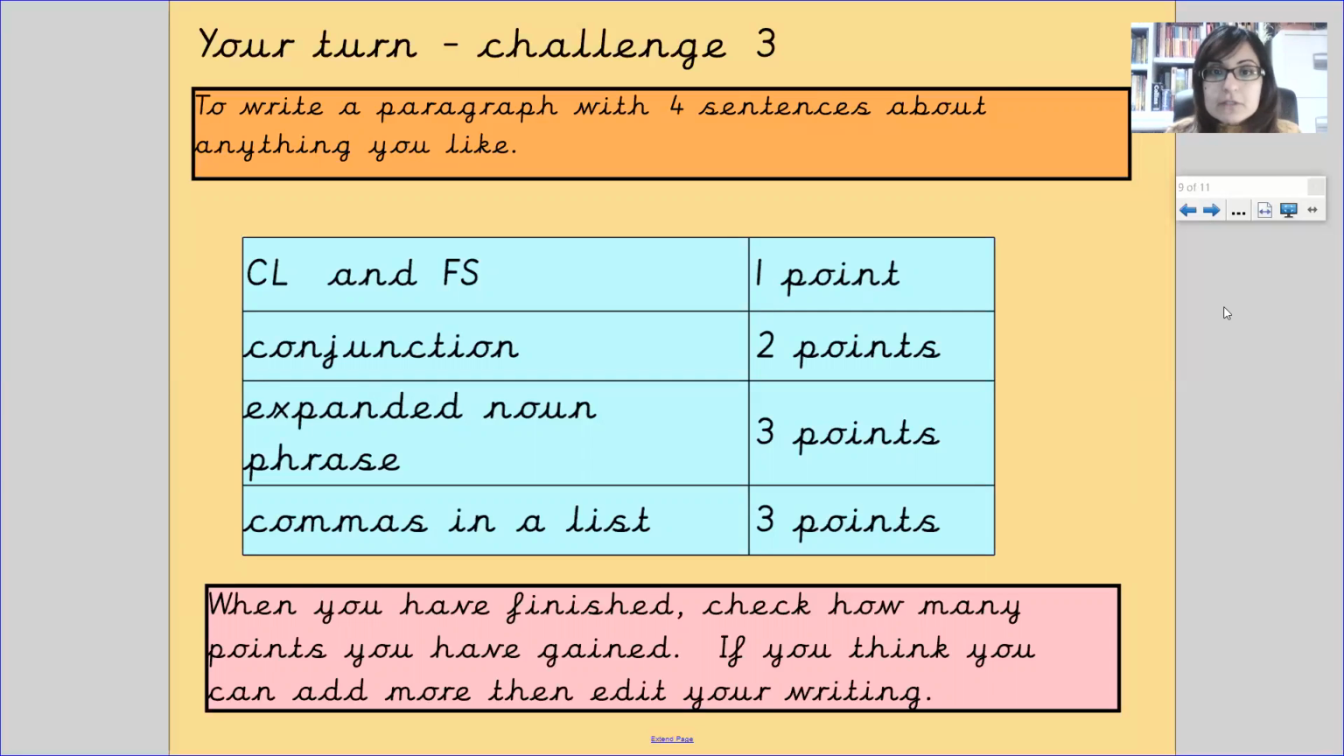So if you use a capital letter correctly, you get 1 point. If you use a full stop correctly, you get another point. If you use a conjunction in your writing, you get 2 points. If you use an expanded noun phrase, you get 3. And commas in a list, 3 points. I wonder if you can get the highest points possible, and I'll show you what I mean.